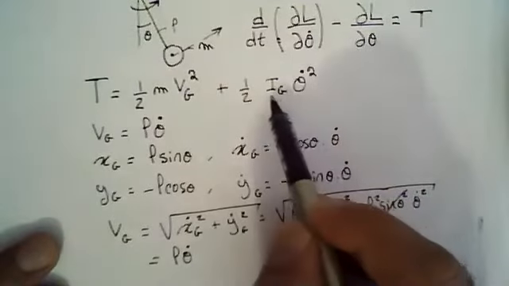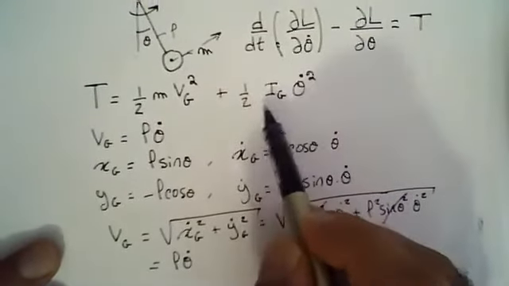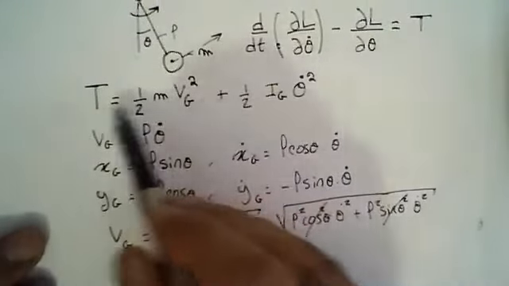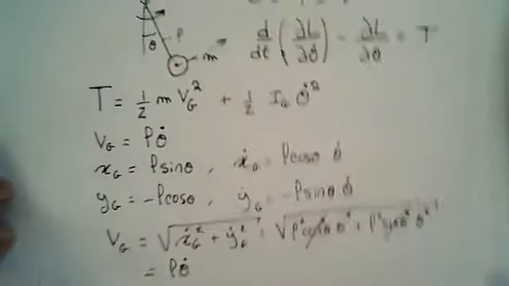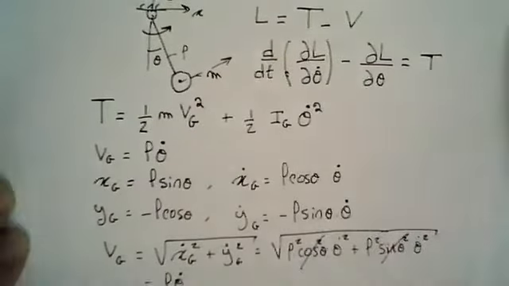Okay, and then this is a rotational energy. In this case, it is very straightforward. So we're done with T. Now let's look into our potential energy.